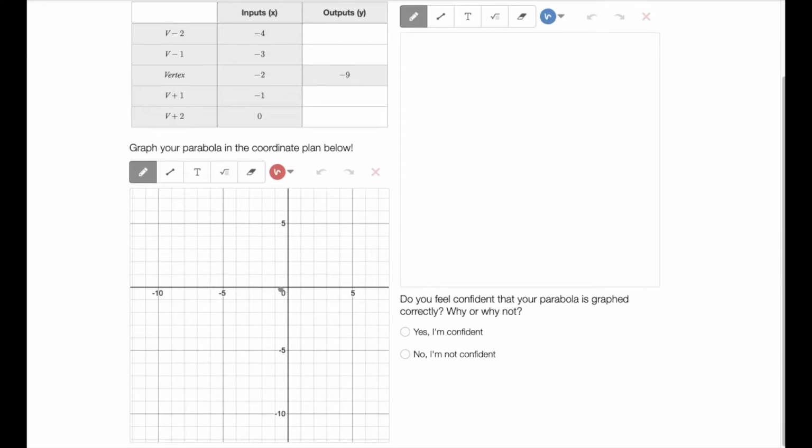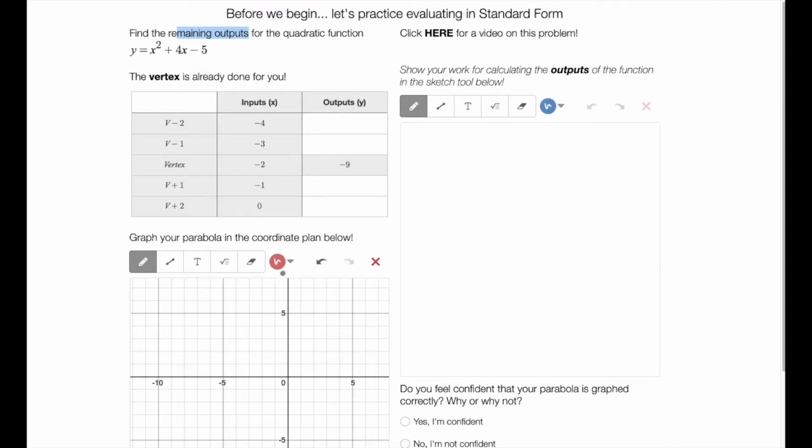So I go from 0, 0 to -2, down to -5, -6, -7, -8, -9. So I know my parabola is going to be somewhere over here. I'm not entirely sure where yet, but it's going to be somewhere to the left of the y-axis.